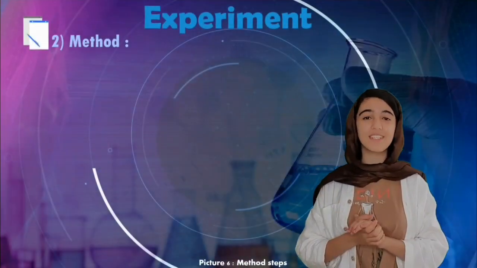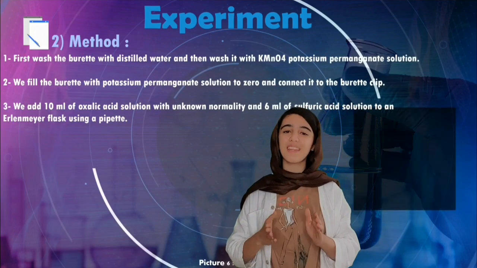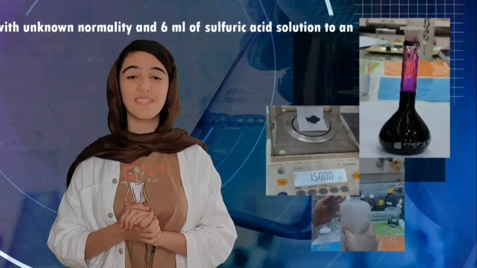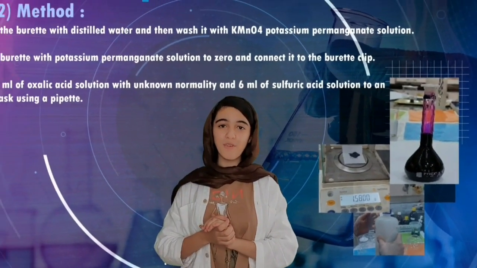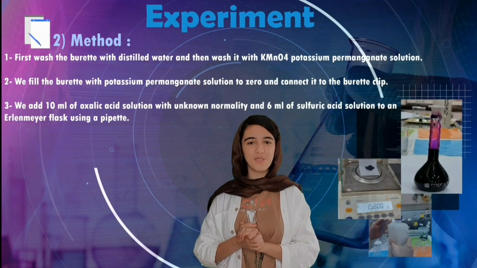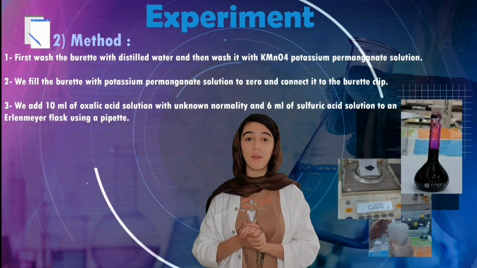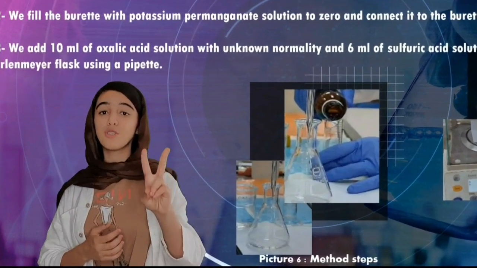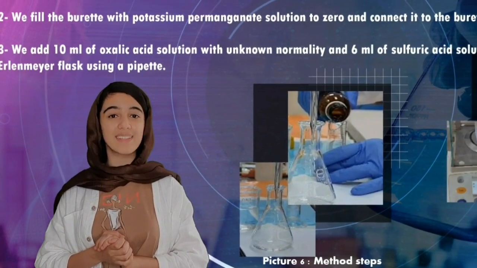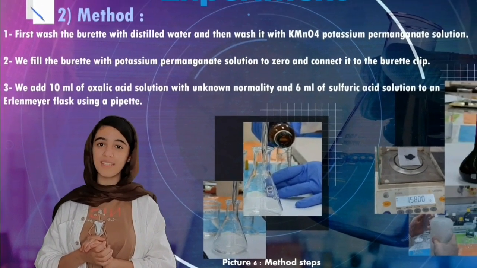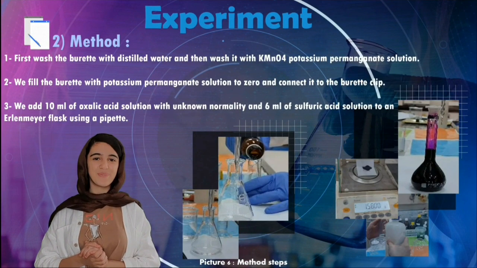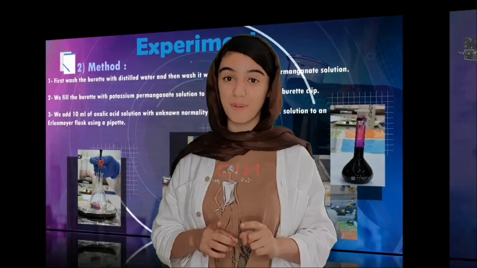In this part of the experiments, I want to talk about my method. At first, I prepared the important things that I need to do the testing. Number one, my titrant. To make this solution, I need 100 ml of distilled water with 1.58 grams of potassium permanganate, and then mix it together to have a standard solution of potassium permanganate. Then I fill my burette with this solution up to the 0 point and connect it to the burette clip. Number two, our analyte. At first, I add 10 ml of oxalic acid with unknown normality and 6 ml of sulfuric acid. Then our analyte flask is ready too. So let's do the testing and experiment in another slide.